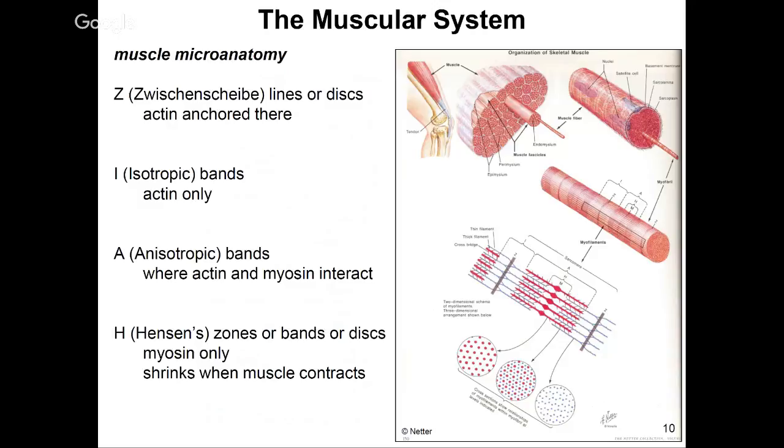Well, this band here would be the H zone. Basically what's happening is there are little arms on both. We'll talk about more of the physiology later. This is just the actual anatomy.